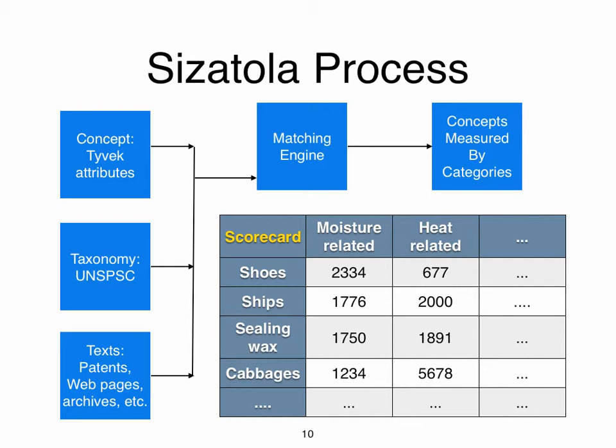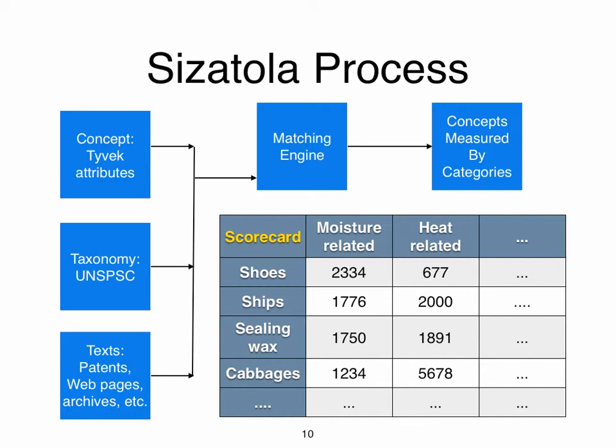The second example is also the running example of Tyvek and looking for new uses of it. Our texts here are things like patents, web pages, corporate archives, and so on. We could have many different taxonomies, but for present purposes, I think Unspec is appropriate. A taxonomy of products and services. And finally, we see the concept is Tyvek, and we're looking at different attributes of it, or if you will, different clusters of attributes. And we feed it into the matching engine.